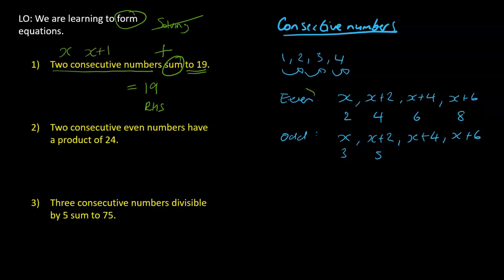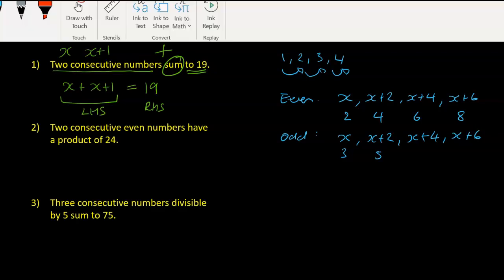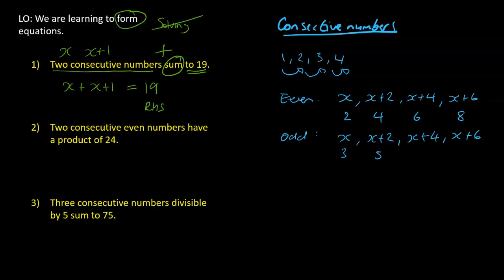Just noting, the question didn't really tell us about even or odd numbers. So we're really just assuming it's numbers that are going up in 1. So if the first number is x, the next number after that is x plus 1. So that means we're going to go x plus x plus 1, and that there would be our left-hand side. And I'm just going to get rid of some of that working down the bottom.